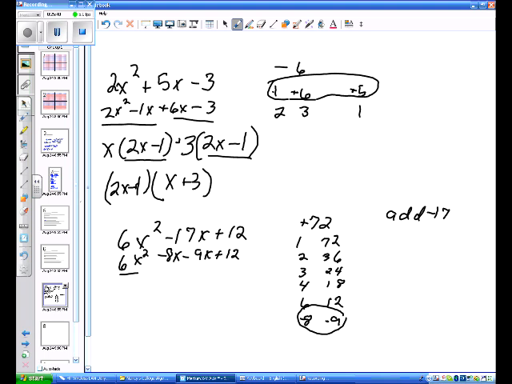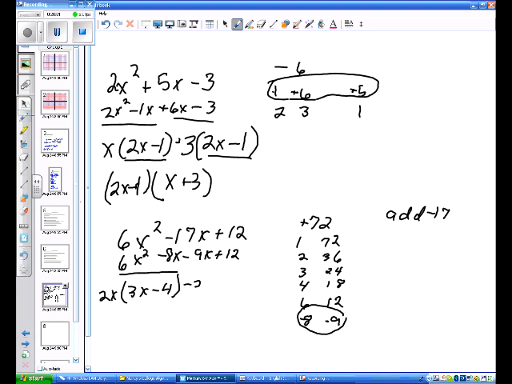We're going to factor. With this first group, we have a common factor of 2x. 2x times 3x is 6x squared. 2x times negative 4 is negative 8x. Now notice my sign's a negative. I'm going to have to watch some things.